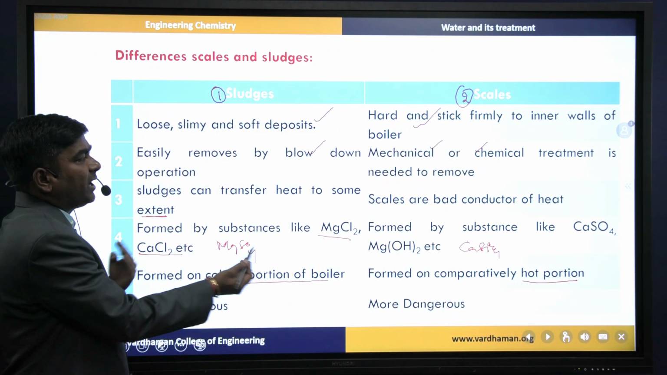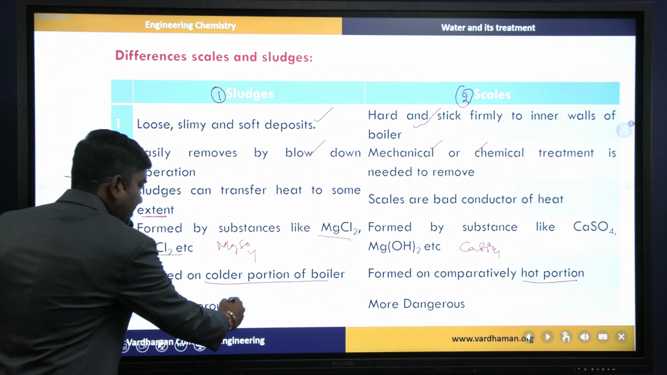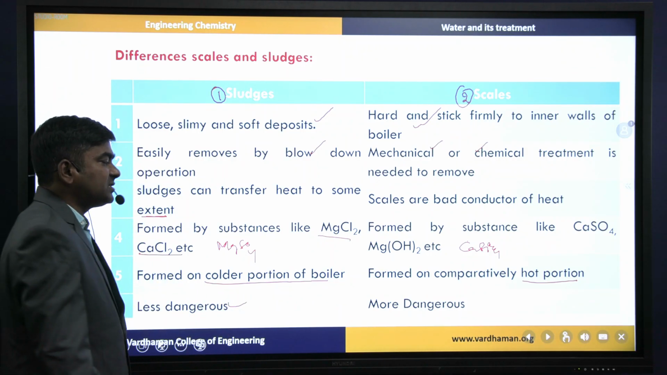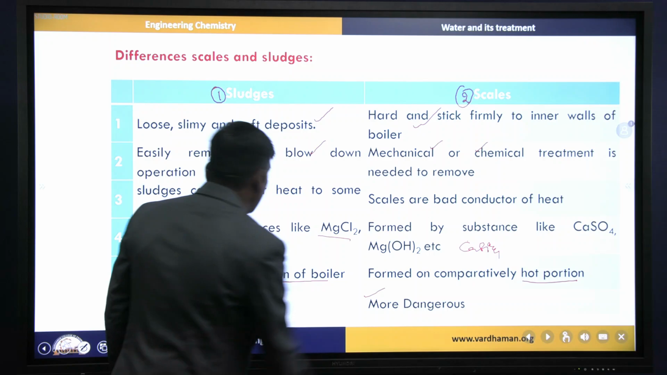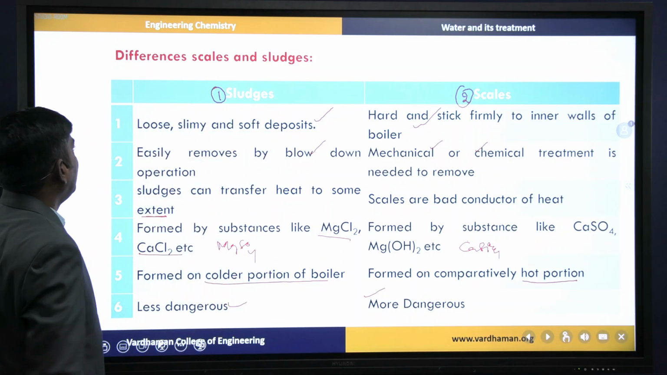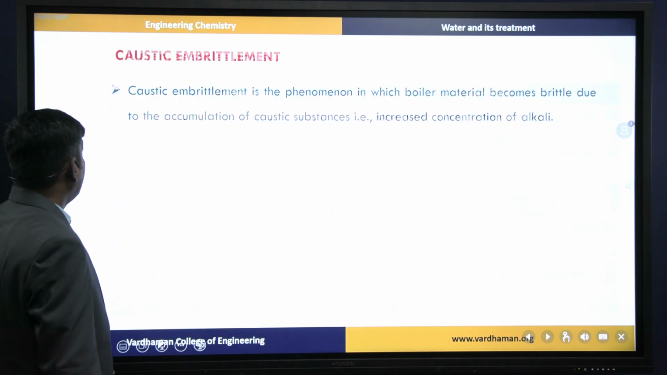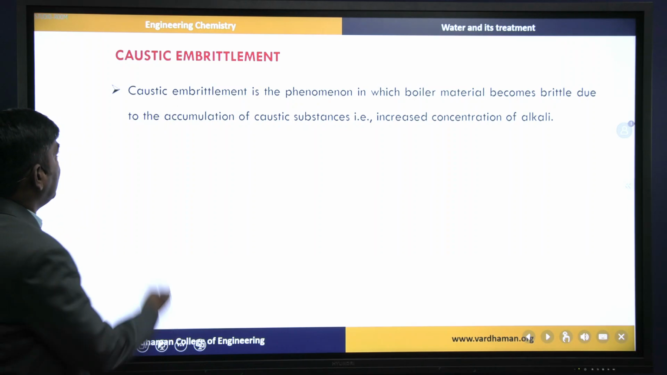So when we compare both, sludges are less dangerous, whereas scales are more dangerous. So these are the differences between sludges and scales.